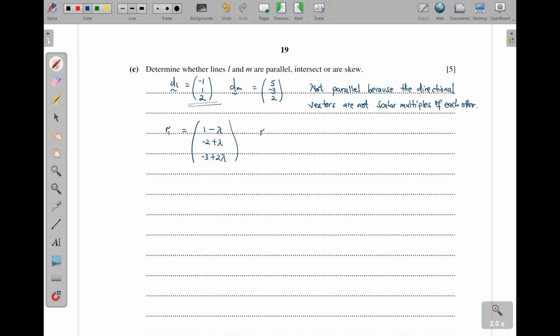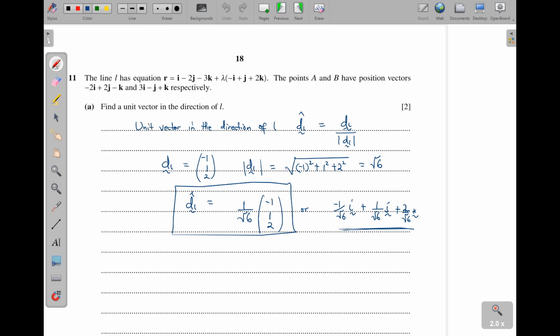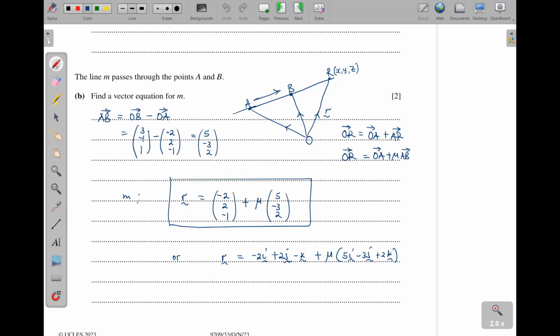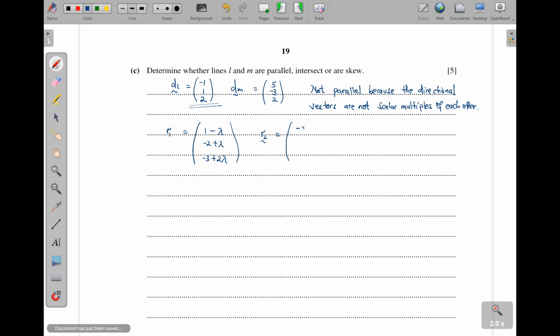And then R2, it will be the one for M, the one that is through A and B. And we have already gotten it here. We have -2 plus 5 mu, 2 minus 3 mu, then -1 plus 2 mu. So do they intersect?